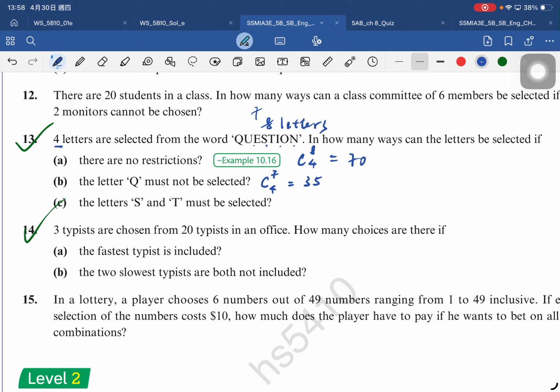And now how about the next one? 4 letters are selected 啦, but amongst them, S and T must be included. Once S and T must be included, that means you must select them. That means you need not consider them. Out of these 8 letters, that means only 6 letters available for you. But since S and T must be in this 4 letters, that means you should select the rest of 2. So in this question, that means 6C2. Okay, 6C2, only 15.